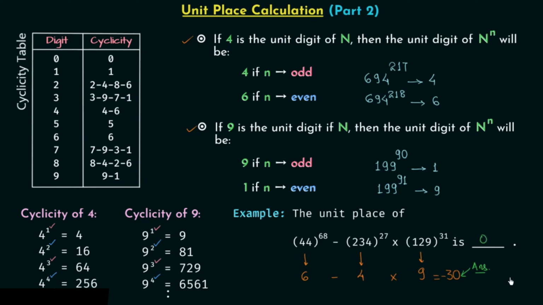So I hope you now understand the use of cyclicity of 4 and the cyclicity of 9 while calculating for the unit digit. In the next lecture, we will focus on the use of the cyclicities of digits 2, 3, 7 and 8. So this is all for this lecture.